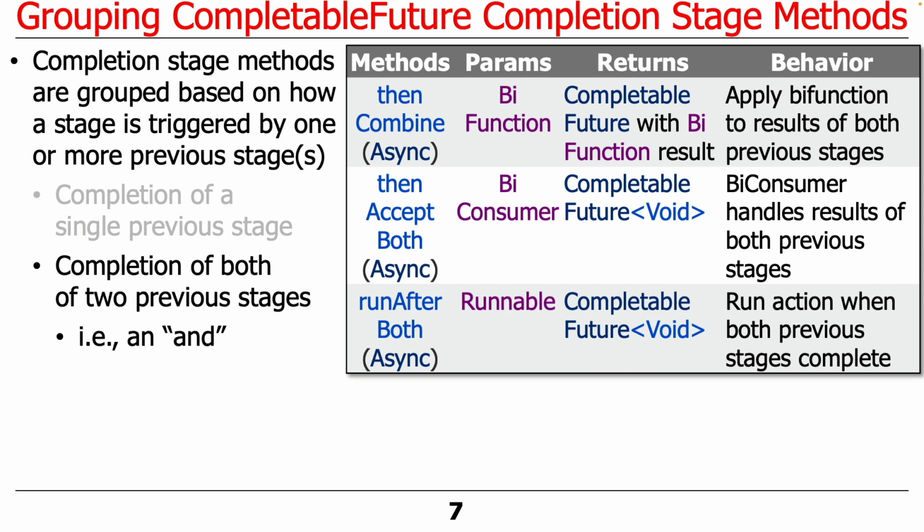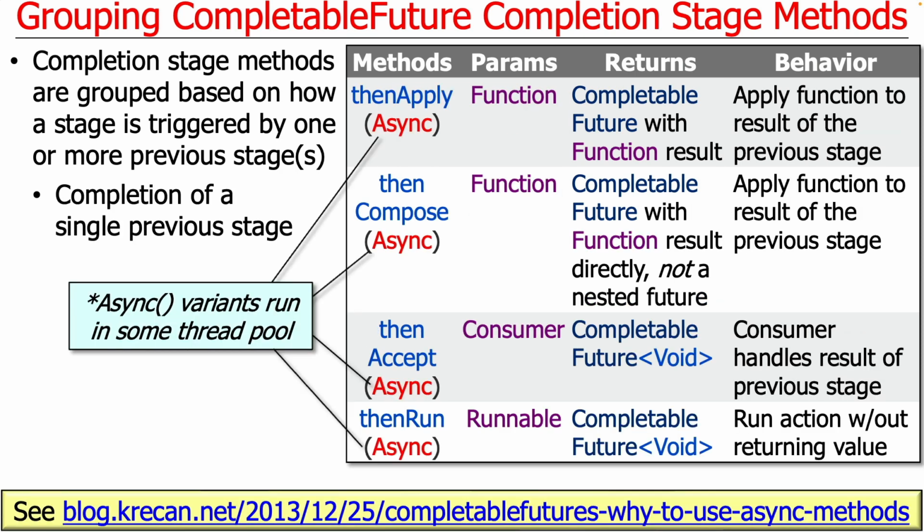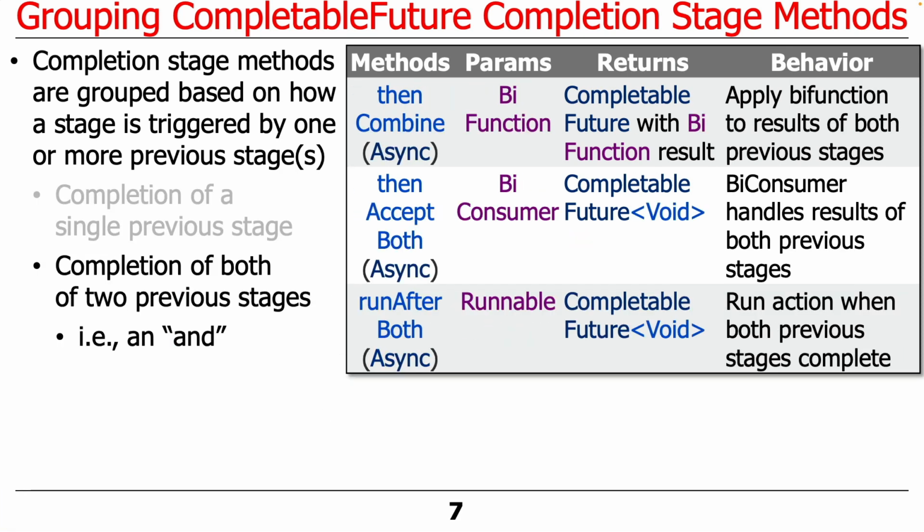And then we have runAfterBoth, which is like thenAcceptBoth, except it takes a Runnable, not a BiConsumer. So that's a bit like thenRun, except it only gets triggered when both of the previous stages complete. So these methods are typically used to join together 2 asynchronous forked computations and then do something else when they're done. You can see here that we have both the non-async versions and the async versions of these. And whether to choose one or the other depends on various factors, like how long the parameters take to do their thing.